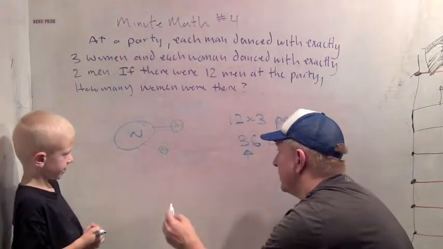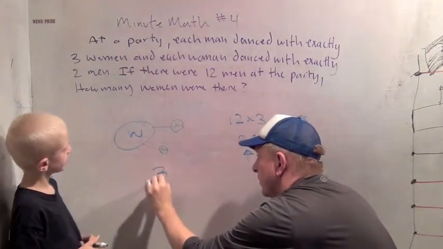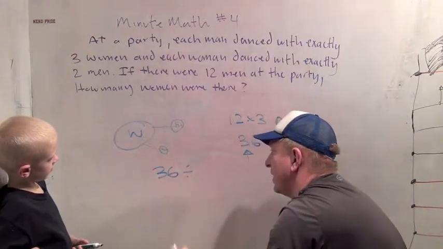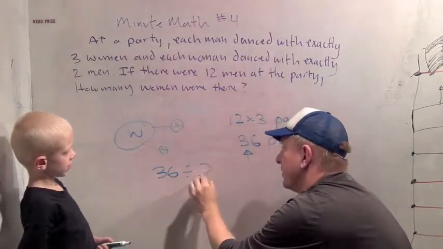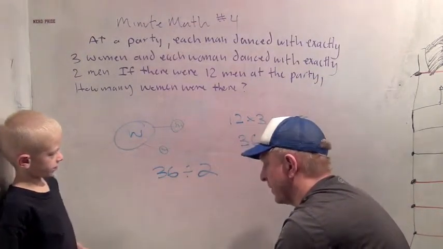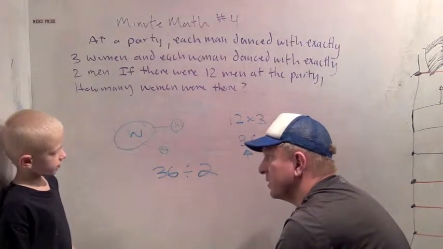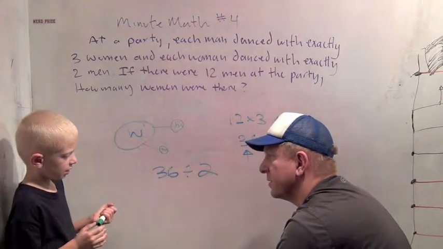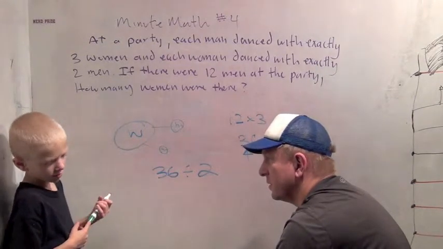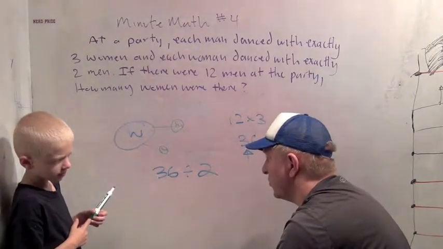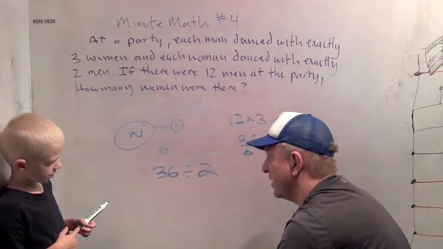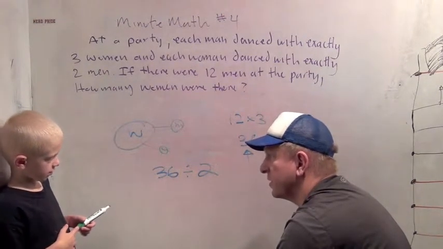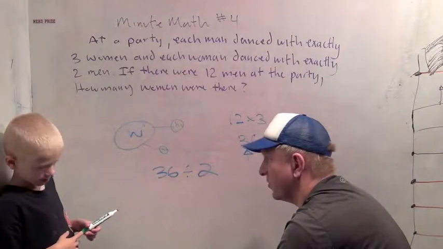What do we have to figure out? Figure out 36 divided by 2. Okay, that's not too hard, right? Yeah. What times 2 equals 36? Do you know? Is it 20 maybe? What is 20 times 2? 40. 40. So that's too big. So it's got to be a little bit less than 20.